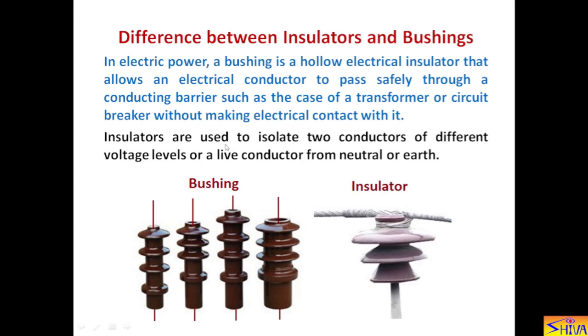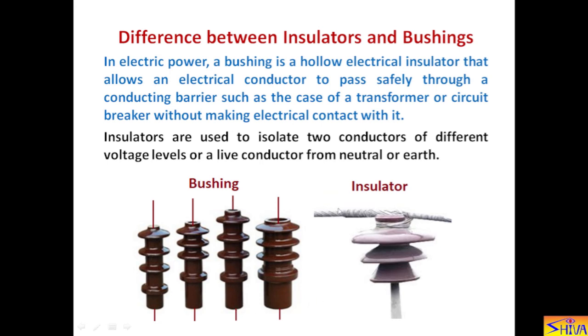So here you can see the bushing. This you might have seen in the transformer. So some part of this bushing is inserted in the transformer through the body. This is the conductor. It is passing through this bushing, and here we are taking out the connection and it is connected to the line. So in the bushing, conductor passes through the body.